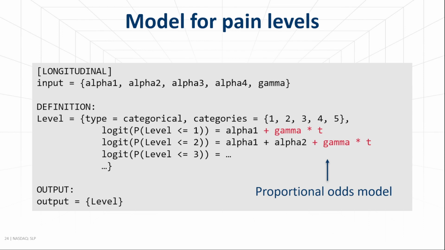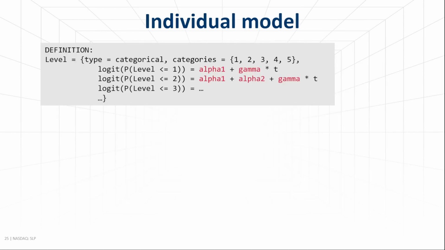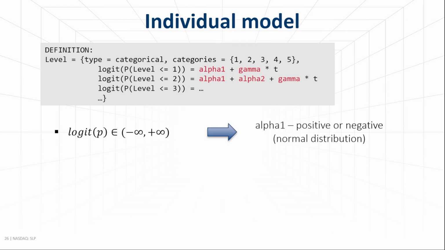I will first try this model in Monolix, but before we go to Monolix, we have to look at the individual model. To meet the assumptions of the model, the individual parameters have to satisfy certain conditions. First, the logit function ranges from minus to plus infinity, so the parameter alpha can be positive or negative. For custom models, Monolix assumes that all parameters are positive and by default sets the log normal distribution.